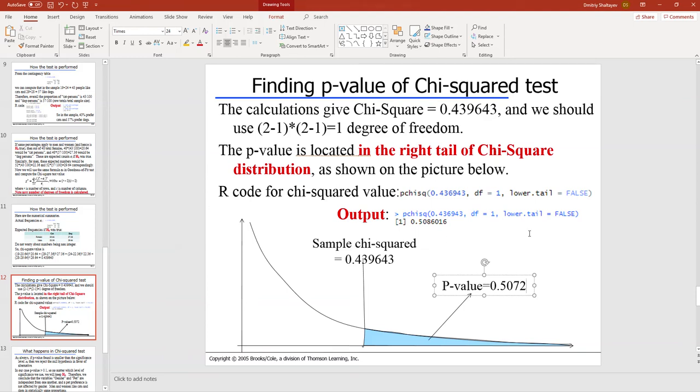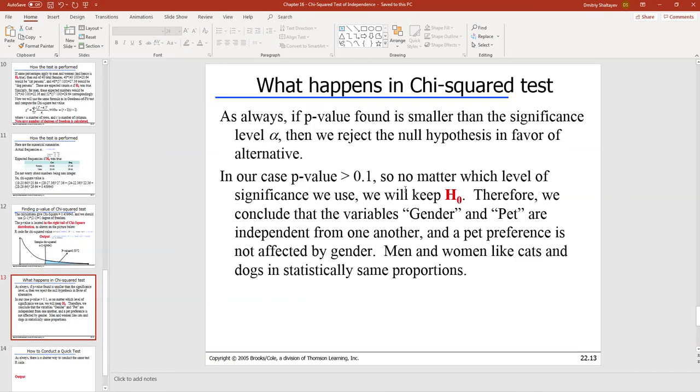0.5072. Okay. All right. So now we have to conclude the hypothesis test. We know the probability to see a sample like that, or with an even bigger chi-squared value, is 0.5. 50% chance if the null is true, right? So the question is, is that a high probability? Yes, indeed it's high, right? It's higher than anything that we can pretty much use, right?